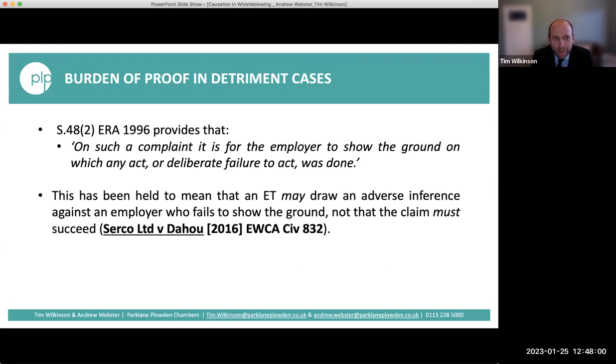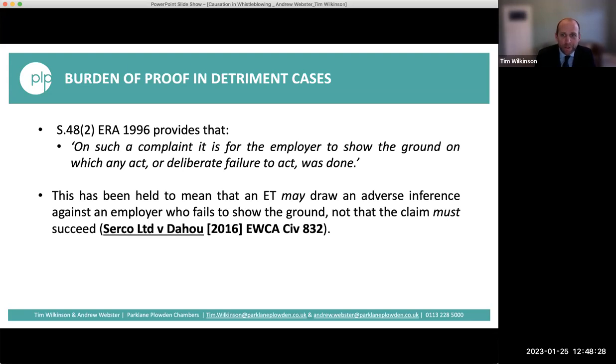On such a complaint, it is for the employer to show the ground on which any act or deliberate failure to act was done. So the employee has to show that they have made a protected disclosure and that there has been a detriment, and thereafter it's for the employer to show the ground on which that act is done or the deliberate failure to act was done. And that's something I think that sometimes gets forgotten in whistleblowing cases.